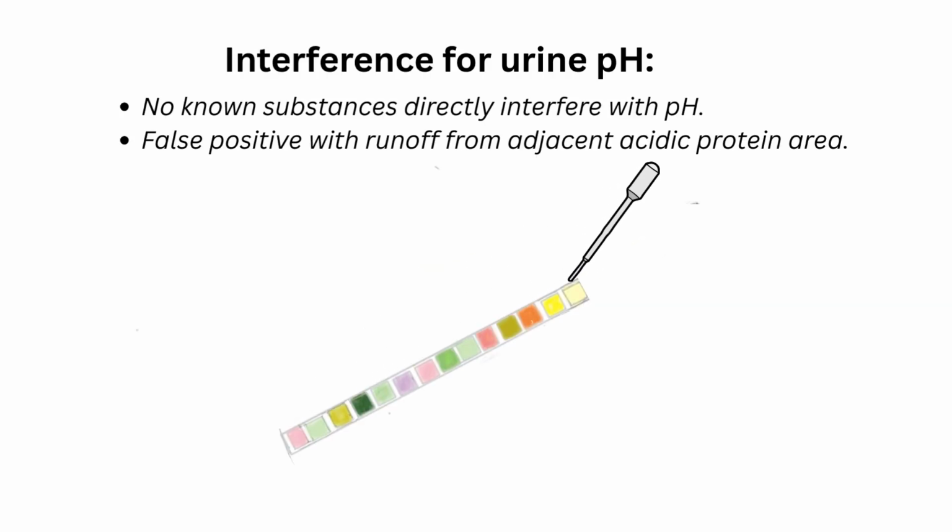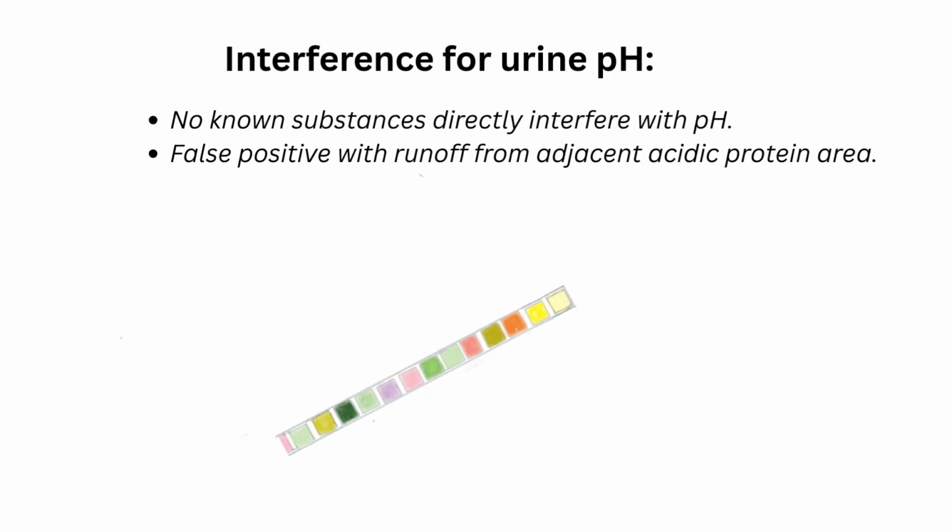There are no known substances that directly interfere with urine pH measurements. However, we may see false positives with runoffs from the adjacent acidic protein area. This happens when you dispense urine at an angle or downward so that the runoff will run downward to the adjacent pad.